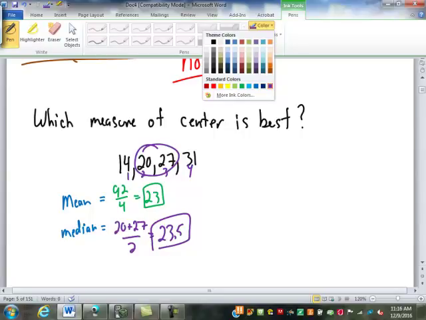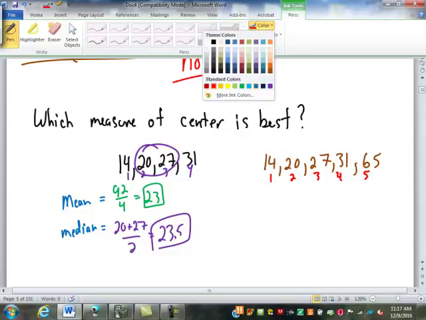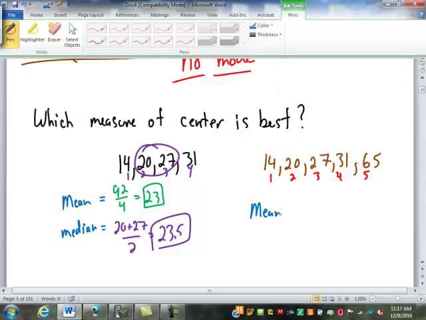Now we're going to look at a data set that looks like this. Same numbers, I just added one to it. Now for the mean. If I add those all up, what's that? 157 divided by 5. So we get 31.2. What's that? 0.4. Thank you. 31.4 is our mean.